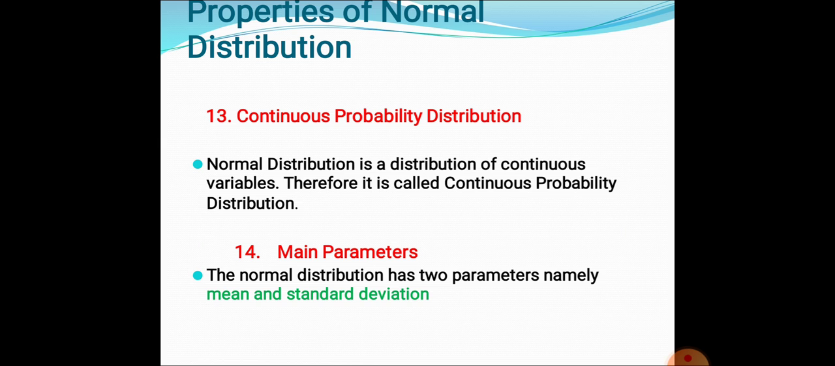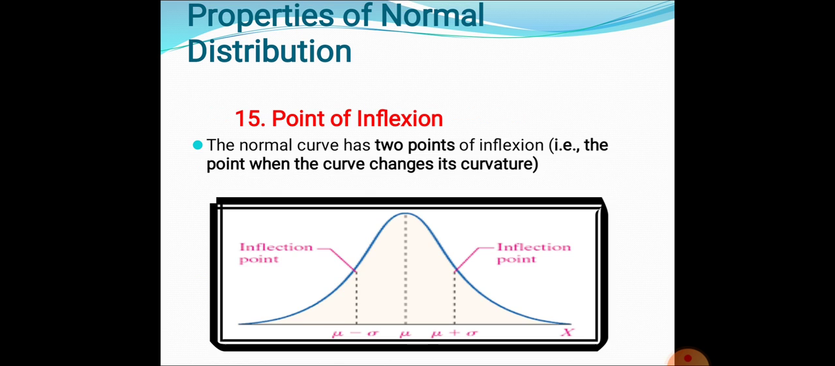Next is probability: the normal distribution is a continuous probability distribution. Probability distributions have two categories, discrete and continuous. Under discrete, we cover binomial and Poisson distributions, and in continuous probability distributions, we cover the normal distribution. Next property is the main parameters. The main parameters of the normal distribution are the mean and standard deviation.